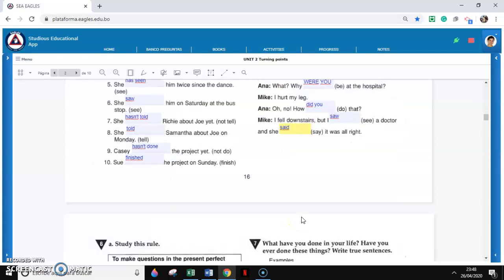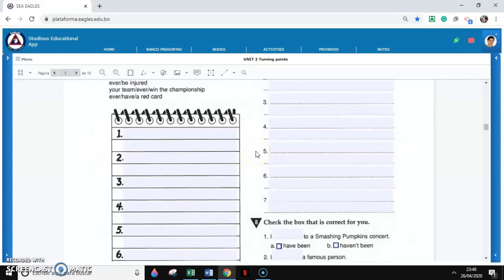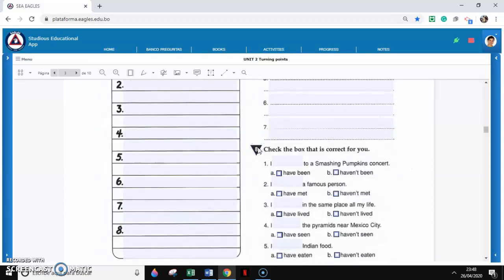So that's it for today's lesson. We'd like you to work on the production part, exercises 6, 7, and 8. Okay? So don't forget to take a picture of your work and then send it to me on my Hangout. If you need any help, don't forget to text me or call me. Please feel free to do it.